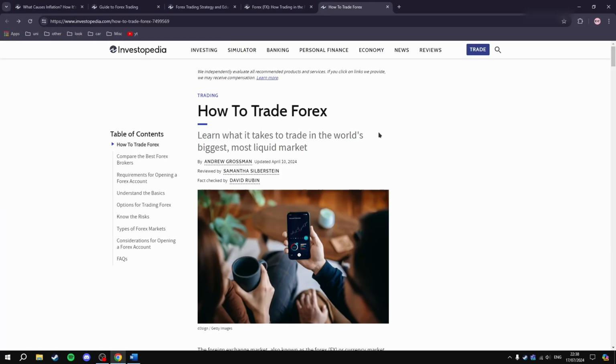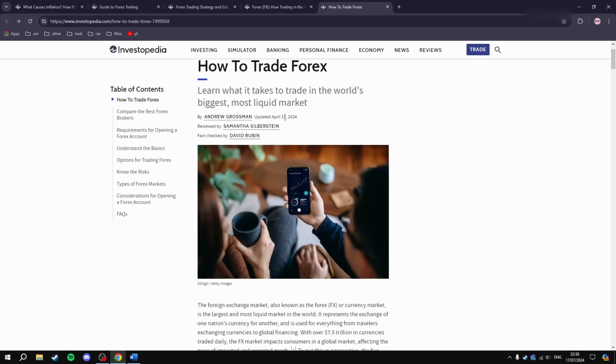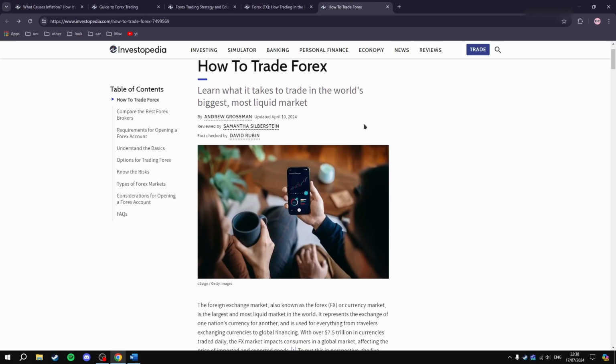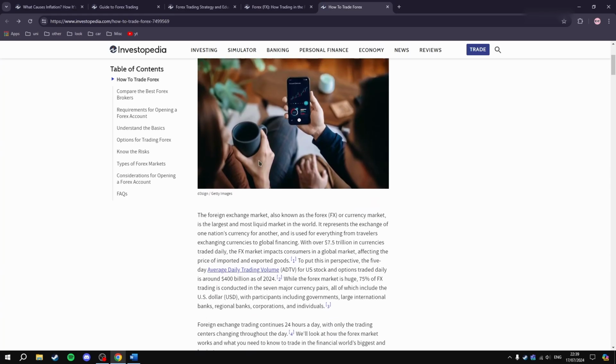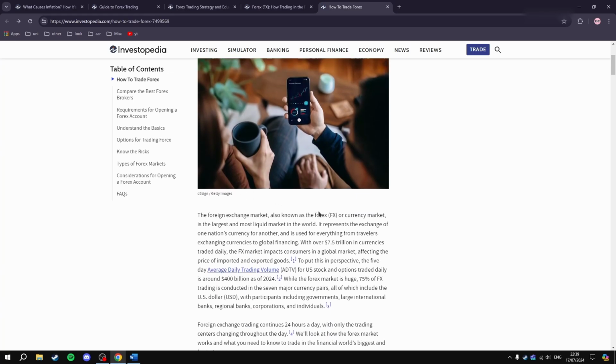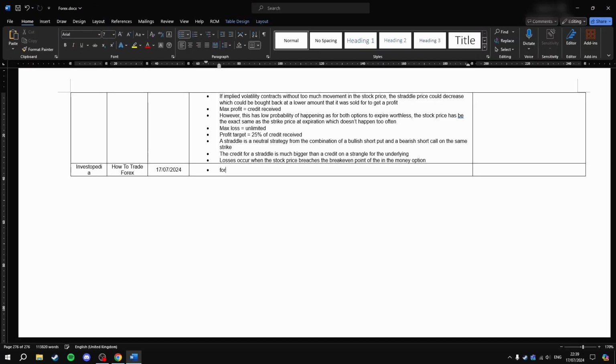How to trade Forex. Learn what it takes to trade in the world's biggest, most liquid market. Updated 10th of April 2024. So still really relevant, recent. Okay, the foreign exchange market, also known as the forex or FX or currency market, is the largest and most liquid market in the world. It represents the exchange of one nation's currency for another and is used for everything from travelers exchanging currencies to global financing.